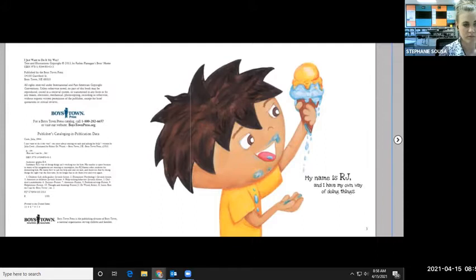Hey guys, how many of you have eaten an ice cream cone like this, where you bite off the bottom and you let it kind of drip and drizzle? I've done it a few times.